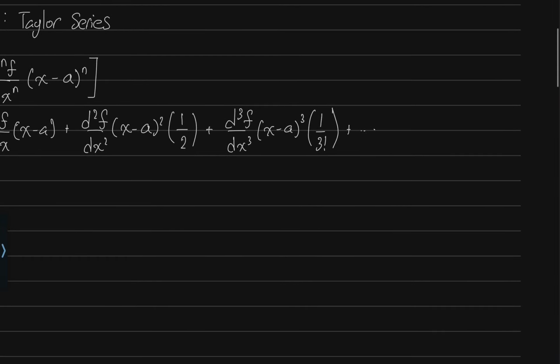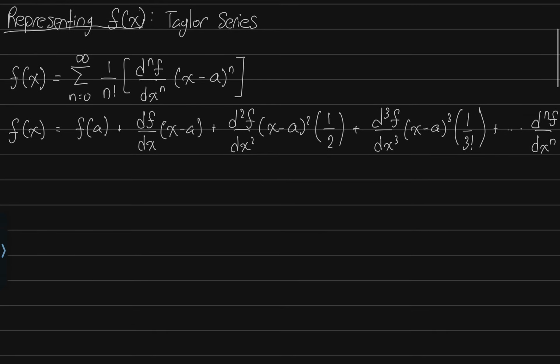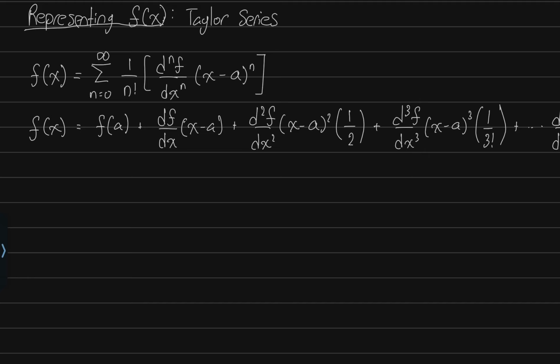This will go up until the nth derivative of f, d^n f over dx^n, times (x minus a) to the power of n times 1 over n factorial. This infinite series essentially gives us the function f of x. These two representations are equal.